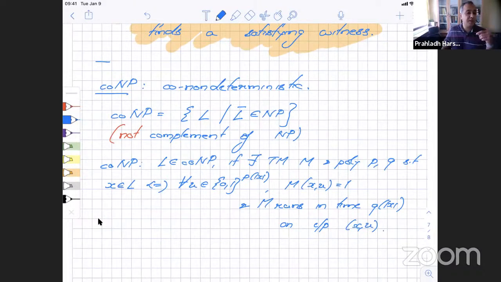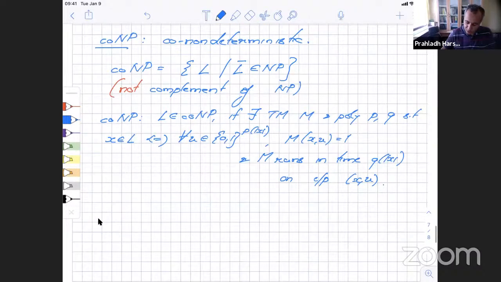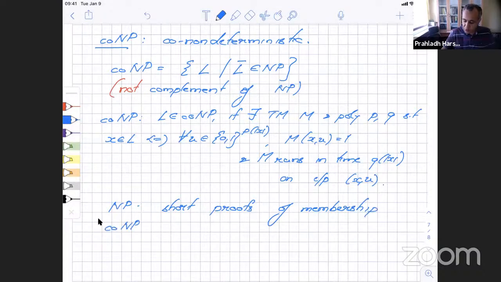So NP is the class in which, to show membership, it's sufficient to give me a short proof. For coNP, to show non-membership, to show something is not in this language, you can give me a short proof. Suppose you give me a u such that M(x,u) is 0; that proves to me that x is not in the language, because if x were in the language, every u would have M(x,u) equal to 1. So the main thing here: NP is exactly those languages which have short proofs of membership, whereas coNP is exactly those languages which have short proofs of non-membership.